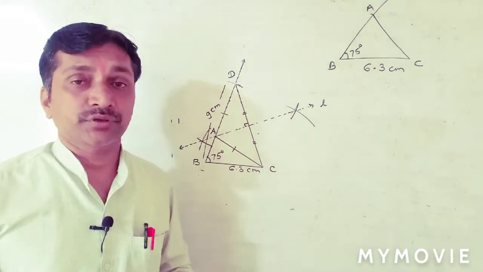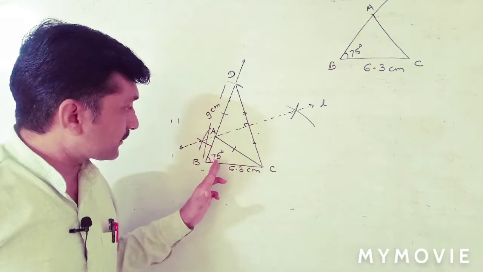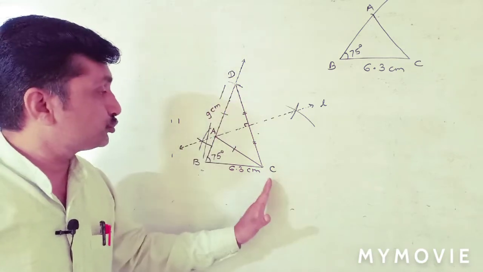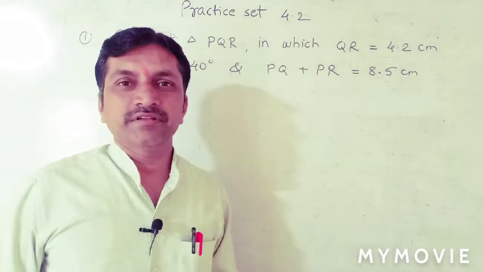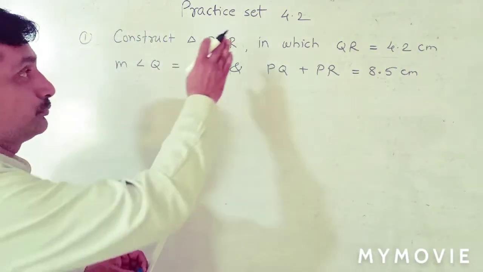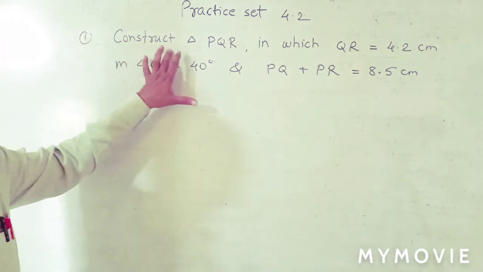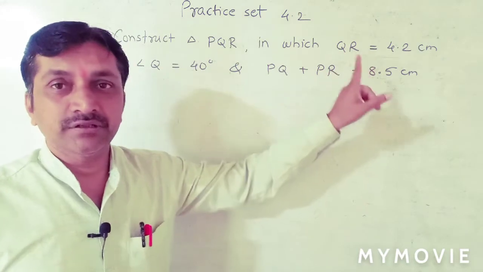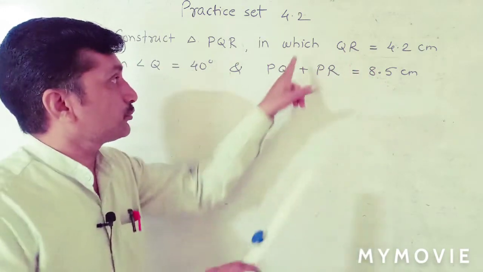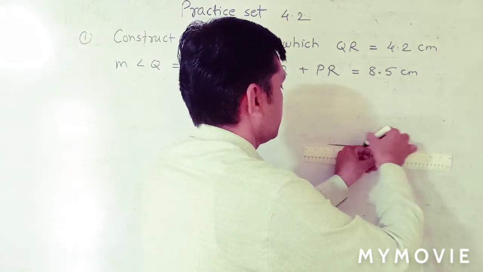Friends, this is the first construction in which the base is given, the base angle is given, and the sum of the remaining two sides is given. Friends, let's start practice set 4.2. Example 1 of 4.2 is: construct triangle PQR in which QR is 4.2. Take this single side as a base. Now first a rough figure. This is the rough figure, just draw it without a scale.